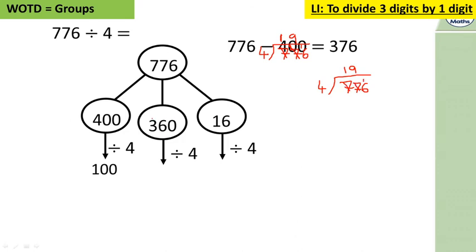So 360 we saw divided exactly by 4. So we've got 9. It's in the tens column, so it's 90. 90 times 4 is 360, and we've got 16 ones left over. 4 into 16 is 4, because 4 times 4 is 16. So the answer is 100 plus 90 plus 4, which is 194.